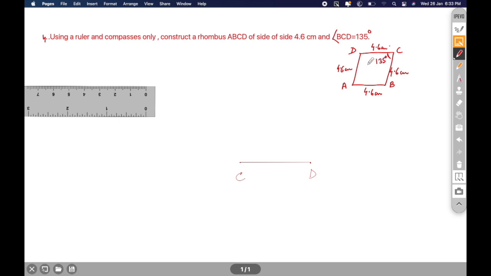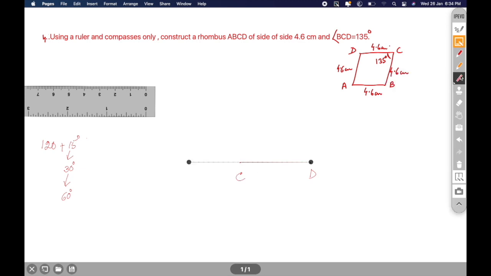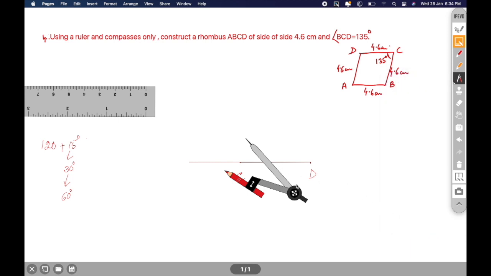Now for construction of 135 degree, we need 120 degree plus 15 degree. Now this 15 degree will come as a bisector of 30 degree angle, and the 30 degree angle comes as the bisector of 60 degree angle. So first of all, let me extend the line DC towards the point C. It will be easier for us to construct 135 degree.